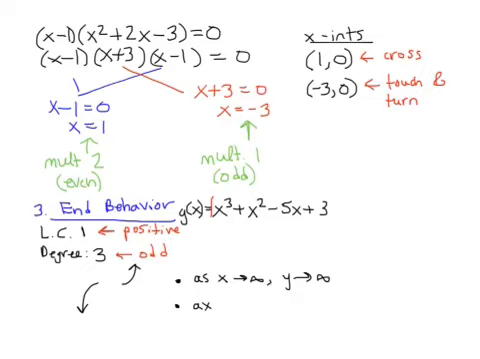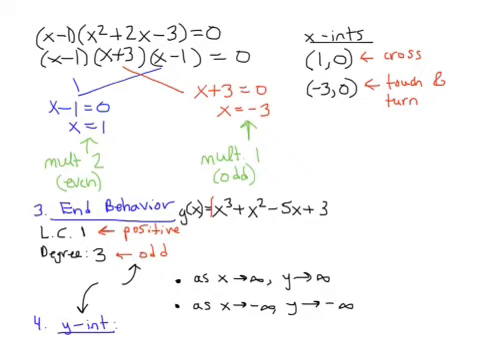Similarly, if we go to the left forever, so if we head in this direction, our y values are going down. So as x heads towards negative infinity, y is heading towards negative infinity. So this is an alternate notation for this, and it just summarizes our end behavior for this particular function.